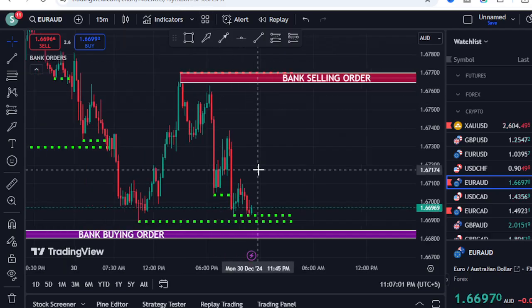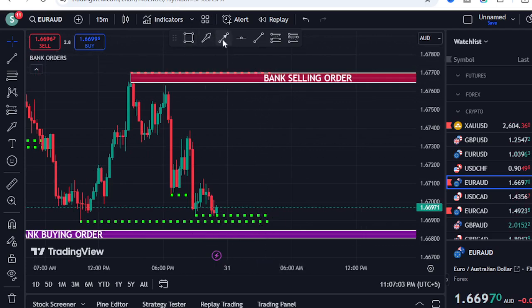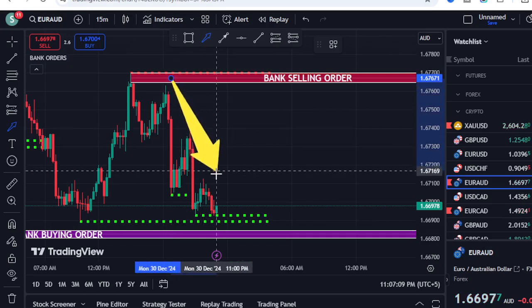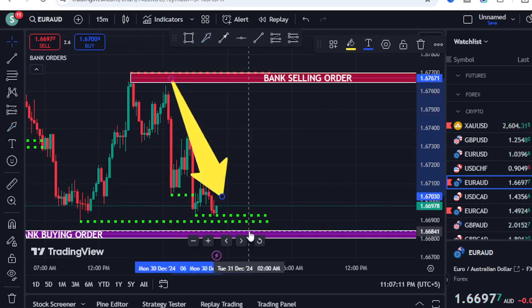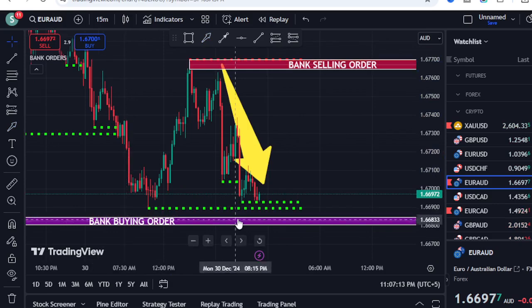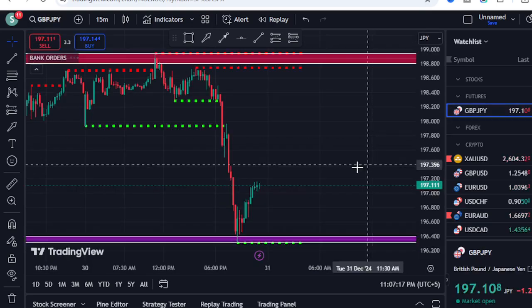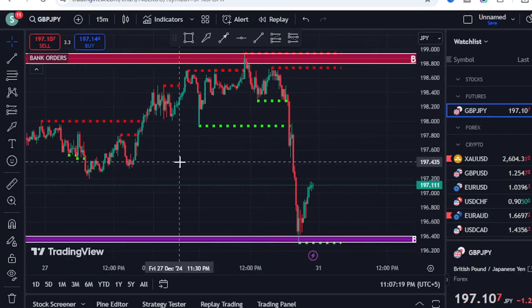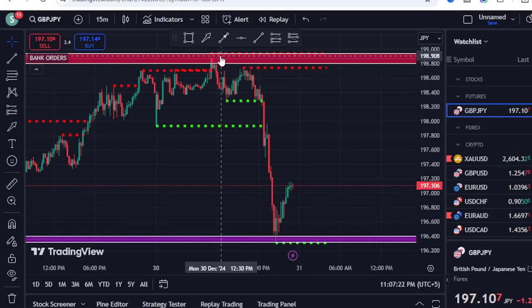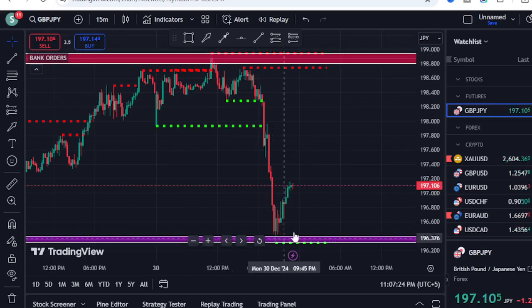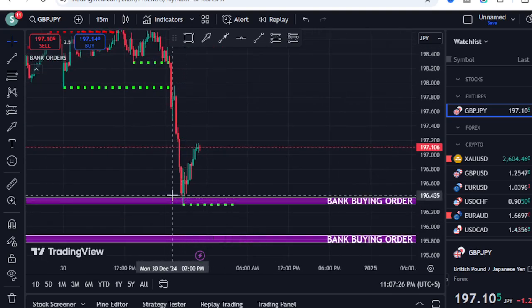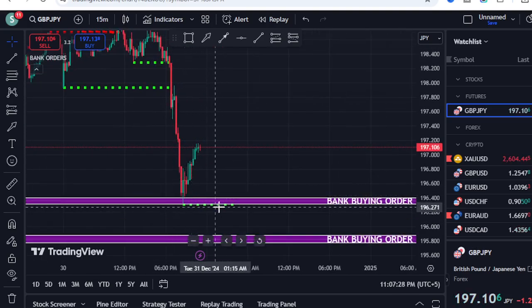Okay, guys, so why is this indicator very special? Right now, you can see on the screen, this is the EUR/AUD 15-minute chart, and you can see it exactly went down from the bank selling level, and it was going with the intention to target the bank buying level. Now I can show you many examples like this. This is the GBP/JPY chart. It exactly rejected from the top level, and you can see it hit the bank buying level. And we also have a strong dotted green line here, and you can see the price reversed.